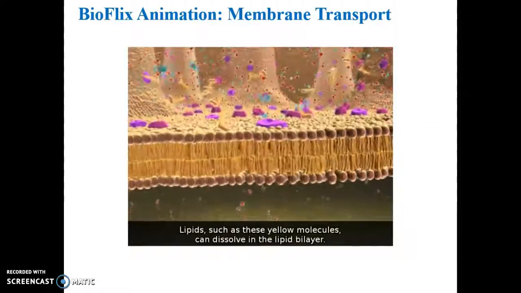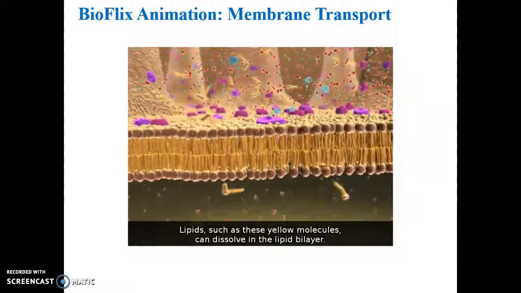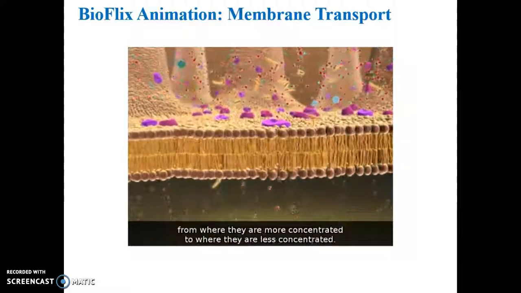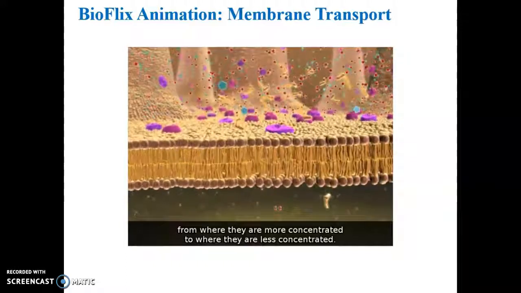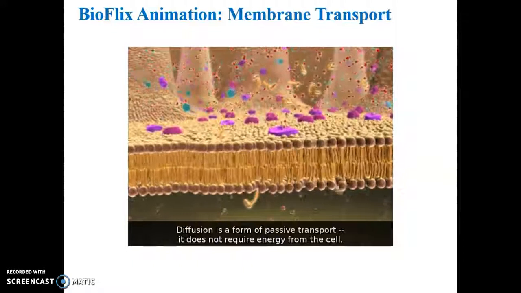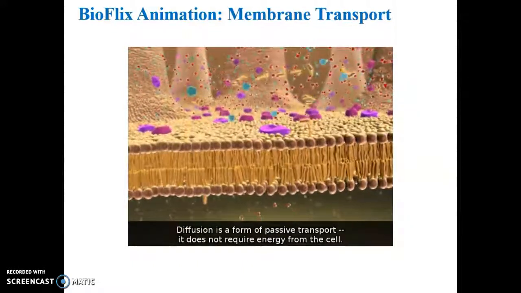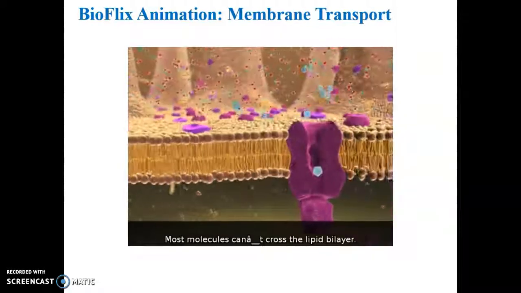Lipids, such as these yellow molecules, can dissolve in the lipid bilayer. Notice how they move down their concentration gradient, from where they are more concentrated to where they are less concentrated. This is an example of diffusion. Diffusion is a form of passive transport. It does not require energy from the cell. Most molecules can't cross the lipid bilayer.